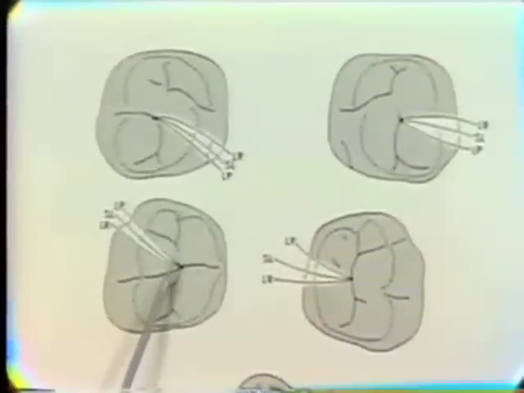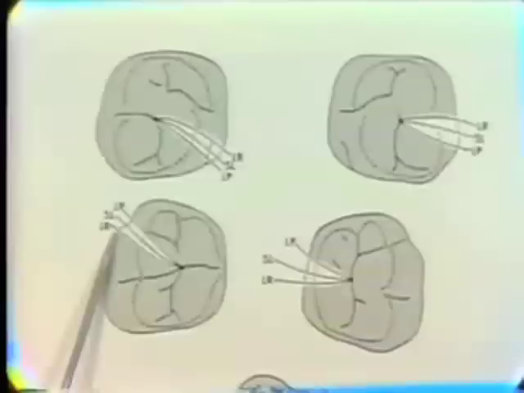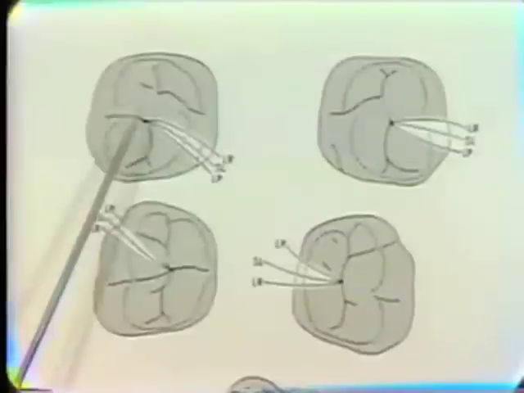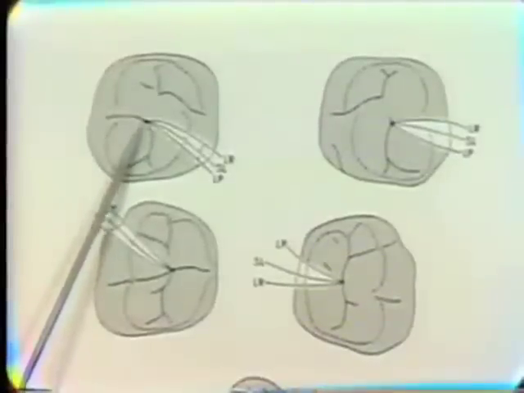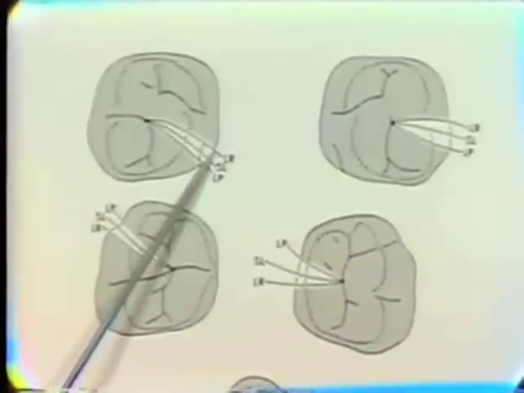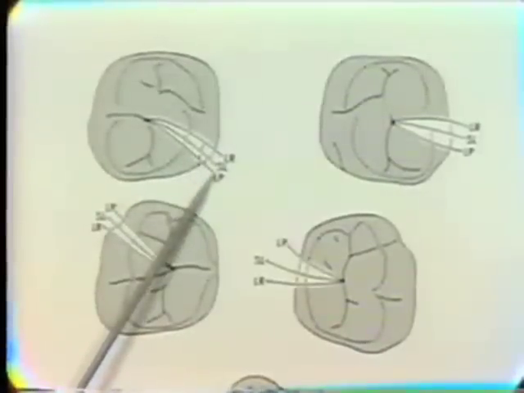We can see here that if the condyle moves laterally and protrusive, it would tend to move the grooves more to the distal on the lower. As it would move laterally and retrusive, it would move it more towards the mesial on the lower. The reverse would be true on the maxillary. As we went laterally and retrusive, it would move it more towards the distal, and lateral protrusive would move towards the mesial.